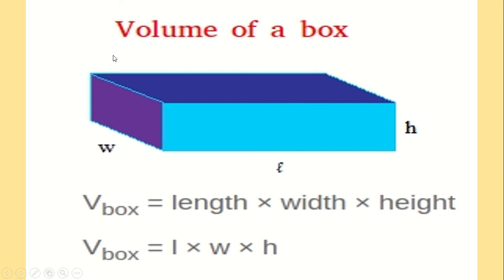So how can I measure the volume of a box? Look, here is a box. Its length is L, its breadth or width is W, and height is H. So the volume of the box can be obtained by multiplying length, breadth, and height. So volume of the box equals length into width into height.